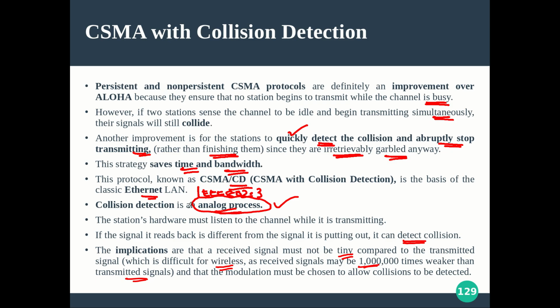Also, the modulation technique must be chosen to allow the collision to be detected. So the encoding and modulation technique also has some role in collision detection.